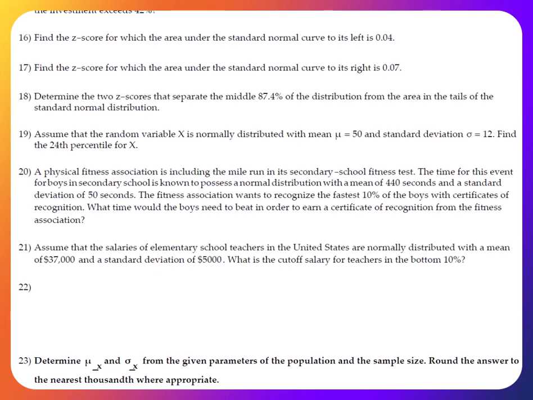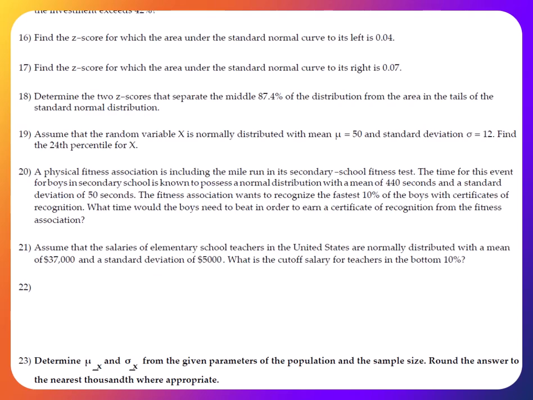20. Physical Fitness Association is including the mile run in secondary school fitness. The time for this event for boys in secondary school is known to possess a normal distribution with a mean of 440 and a standard deviation of 50. The Fitness Association wants to recognize the fastest 10% of the boys with certificates of recognition. What time would the boys need to beat in order to earn the certificate?